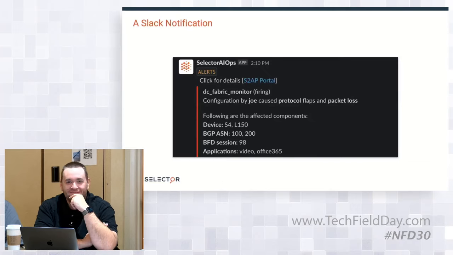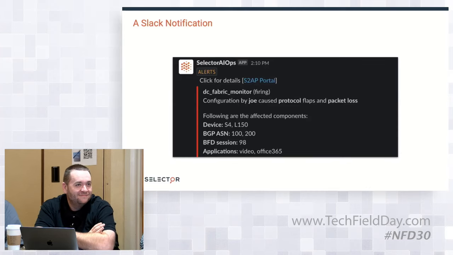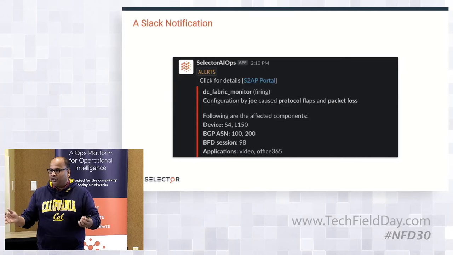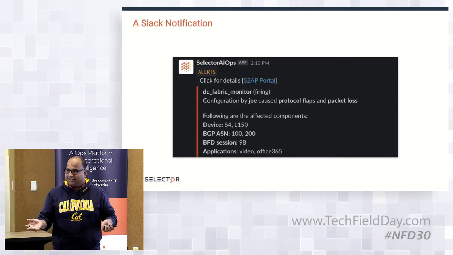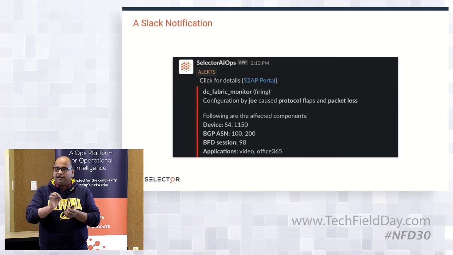And then you probably are running thousands of applications, right? Those applications haven't been affected. Only your video application and 365. So your search space has been pruned a lot. You don't have to look at all the leaf devices. You only have to look at those two. You have to start there, right? You have a starting point.